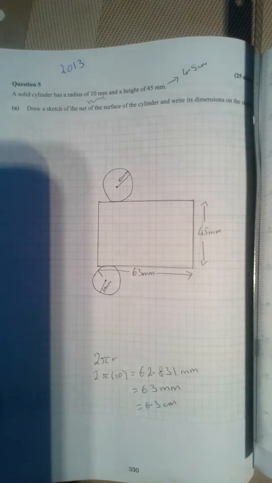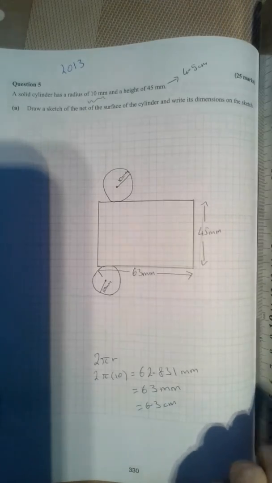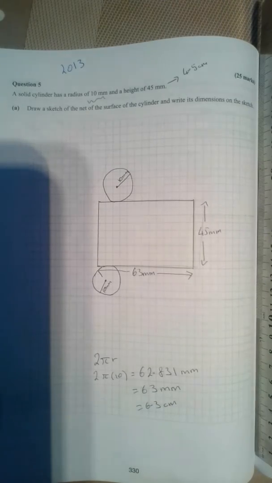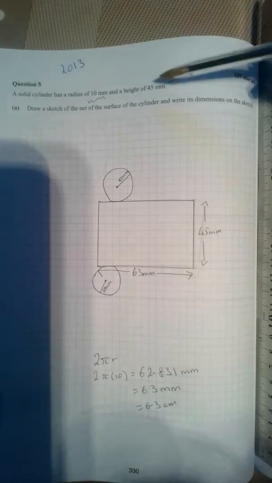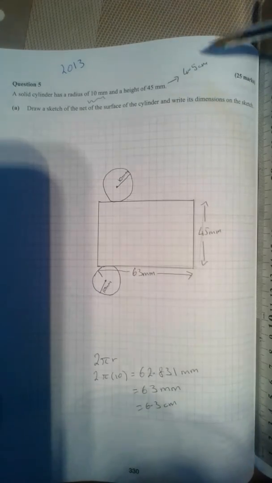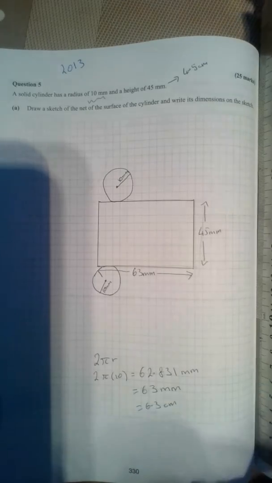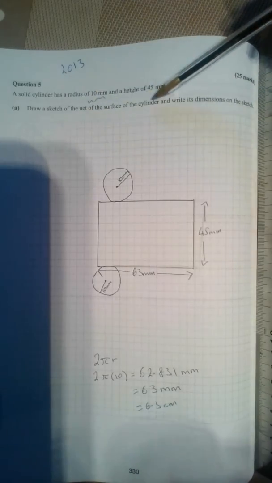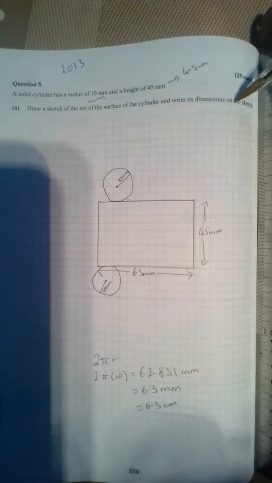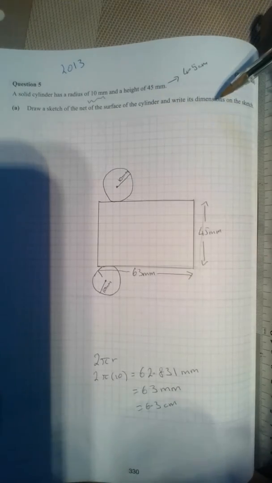Okay, 2013 paper 2, question 5. The solid cylinder has a radius of 10 millimeters and a height of 45 millimeters. I just thought 45 millimeters, it's easy for me to see 4.5 centimeters when I'm looking at my ruler. Draw a sketch of the net of the surface of the cylinder and write its dimensions on the sketch. And we have to get all of the dimensions.